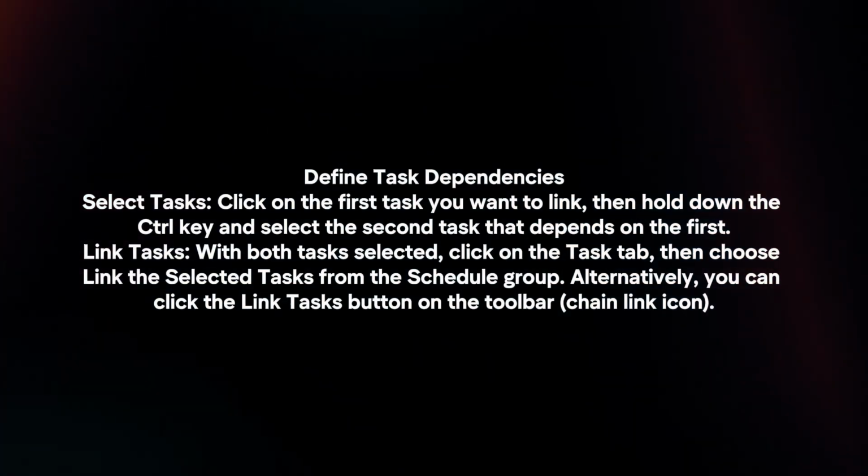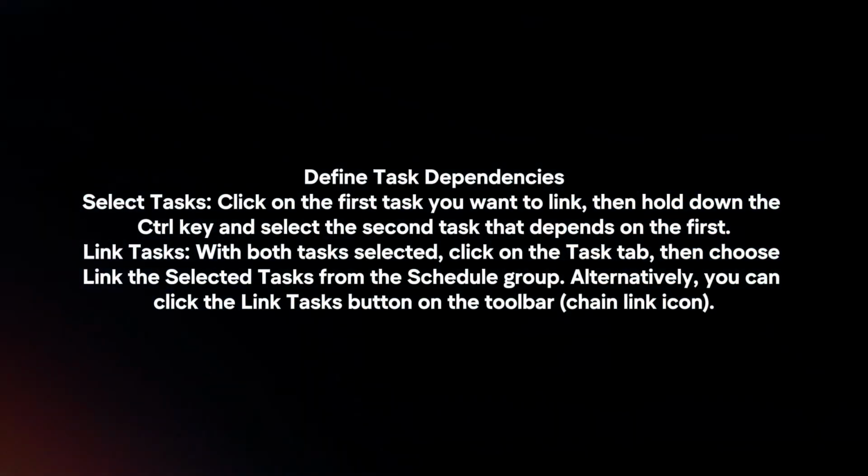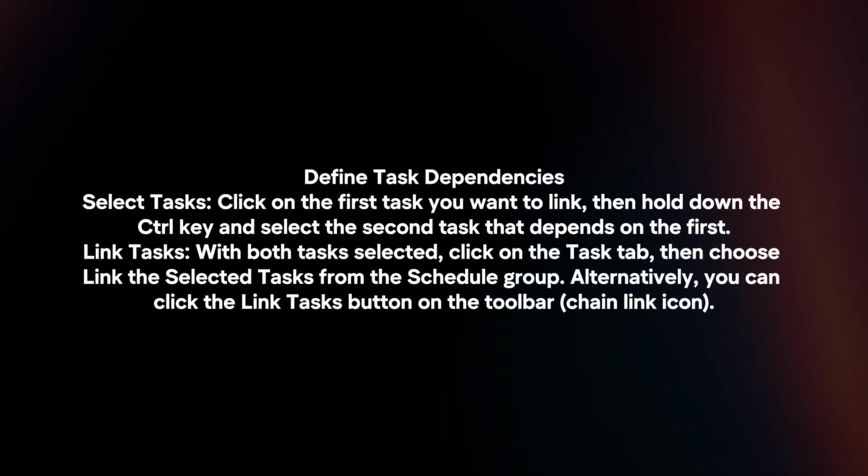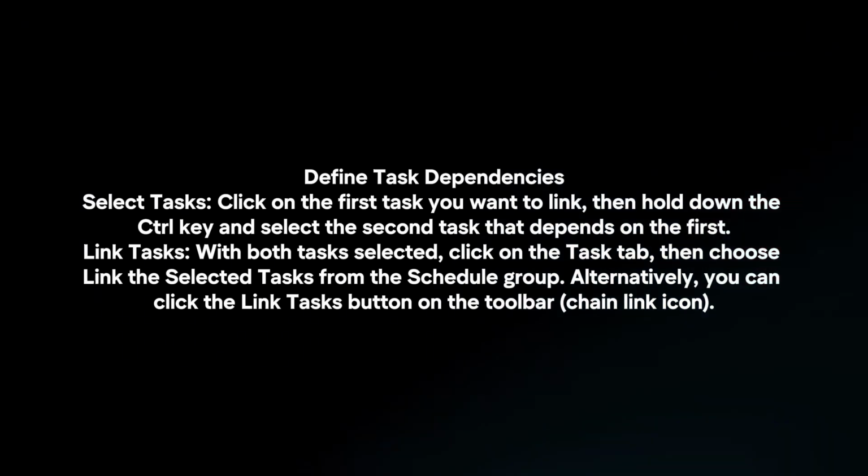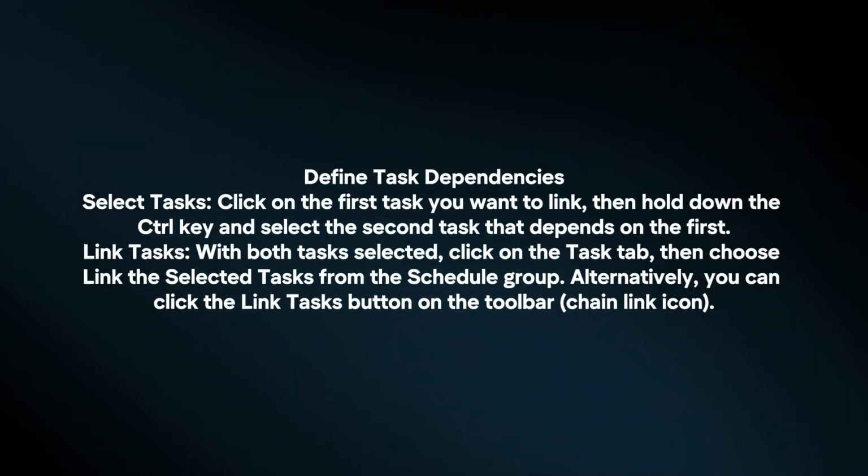Link tasks. With both tasks selected, click on the Task tab. Then choose Link the Selected Tasks from the Schedule group. Alternatively, you can click the Link Tasks button on the toolbar.